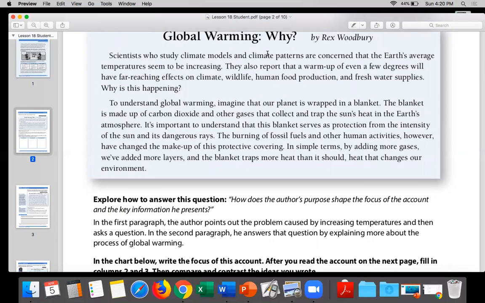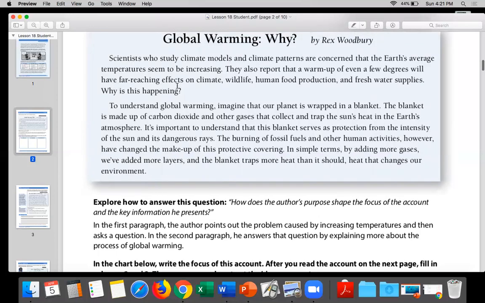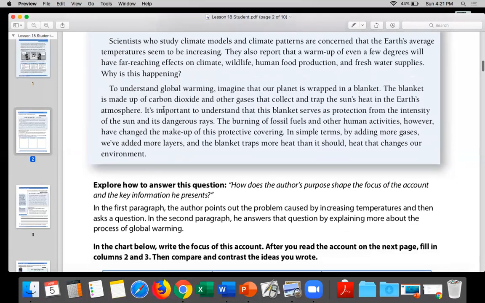Scientists who study climate models are concerned that the Earth's average temperatures seem to be increasing. So scientists are worried about temperatures increasing. If you want to underline that, you can. They report that a warm up of even a few degrees will have far-reaching effects on climate, wildlife, human food production, and freshwater supplies. And then they ask why is this happening. So they tell us why it's bad, and then they want us to figure out why it's happening, which is what they're doing right here.